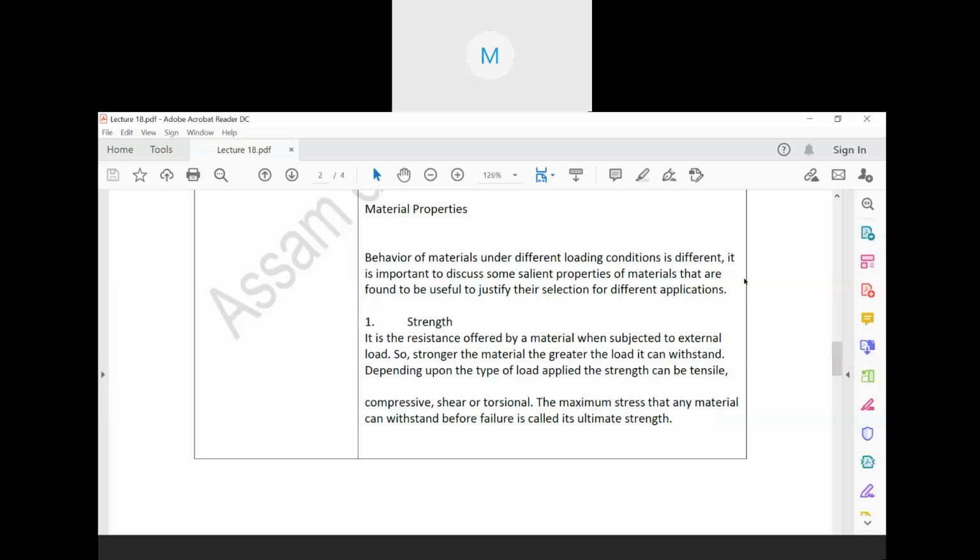Now you all know tensile and compressive. Shear we discussed in the last class. And regarding torsional also, I told you. Do you remember what is torsional? Students, do you remember what is torsional movement or torsional motion? Can anyone say what is torsional?